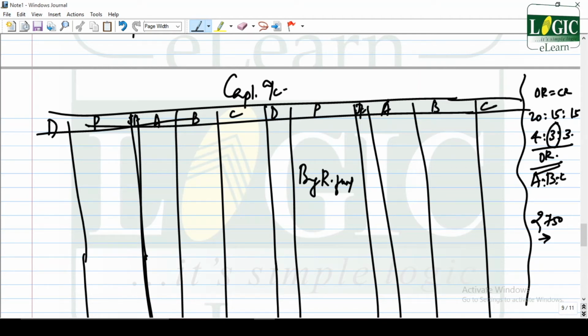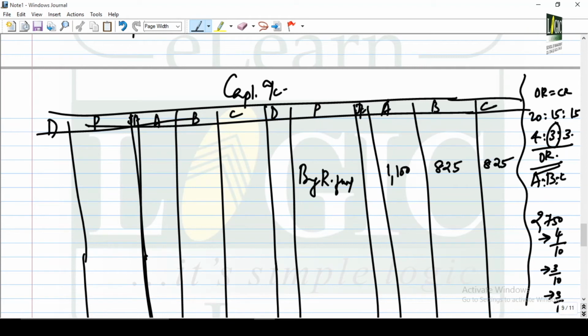Now 2,750 is to be divided in the ratio 4 by 10, 3 by 10 and 3 by 10. So how much? 2,750 into 4 divided by 10 is equal to 1,100 for the first partner. 2,750 into 3 divided by 10 is equal to 825 for the second partner and 825 for the third. That is how the reserve fund is to be distributed.